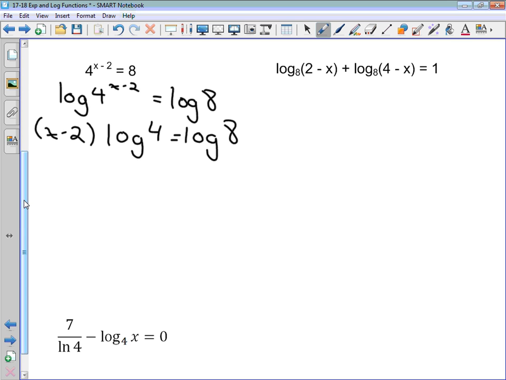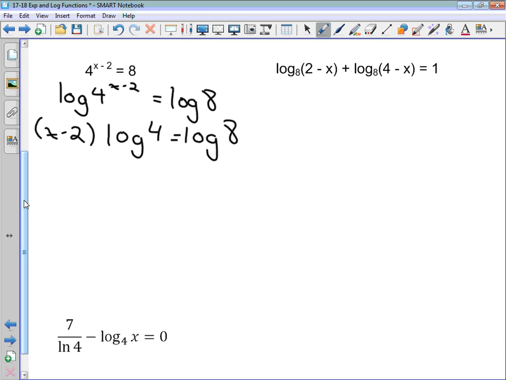First, I believe we should expand that. Like x minus 2. I think we can write that as x log 4 minus 2 log 4. We could. I don't think we want to, though. I think that's making things more confusing on the left-hand side.